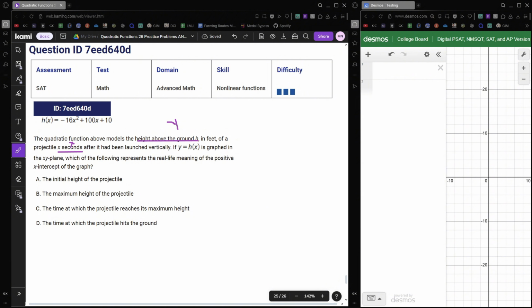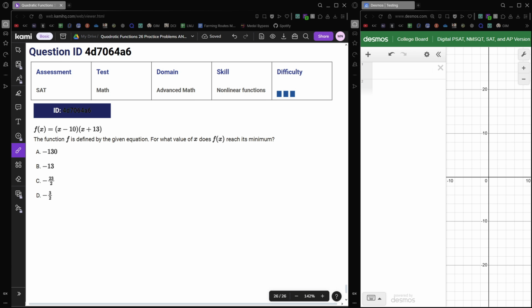So they're asking us what the x-intercept should mean. And you should know that the x-intercept is when y is equal to 0. So x of course is going to be the time after it had been launched vertically, and y is going to be the height. So the x-intercept would be the time when the height is 0 feet. That means our answer will be D. When the projectile hits the ground is the same as having a height of 0 feet.